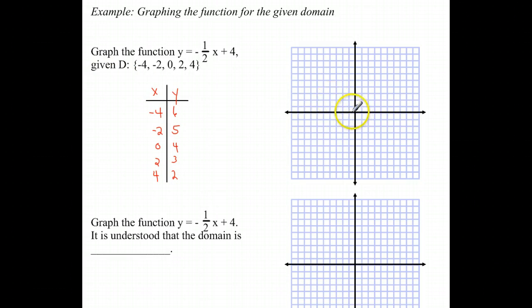For the graph of this function, again, you're going to go and plot those points. I'm going back -4 and up +6, -2, +5, 0, 4, 2, 3, and 4, 2. Although this does form a line, they are asking me specifically to graph it for the given domain. So I am going to leave this as points only.